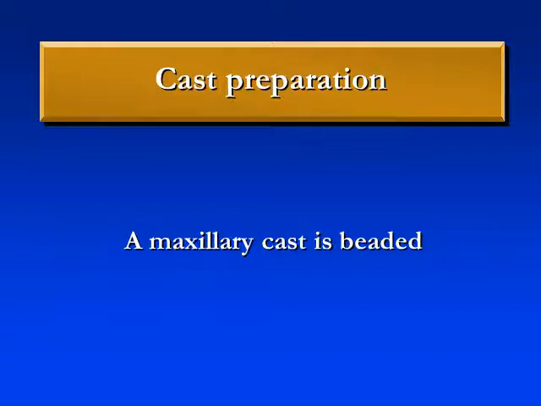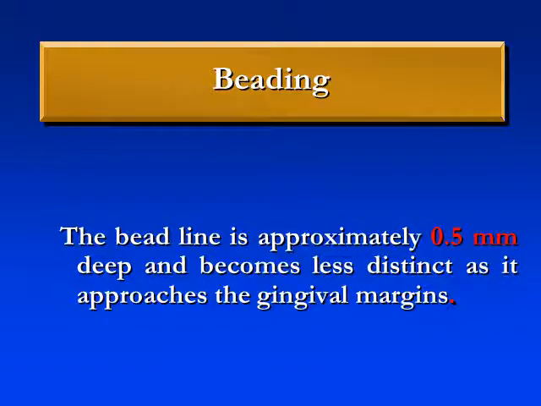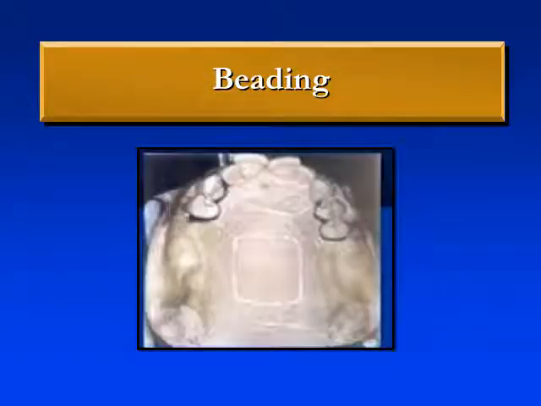For the maxillary cast, we start a procedure called beading. So the maxillary cast, first of all, is beaded. Beading, by definition, is the act of scraping the outline of the major connector into the maxillary master cast. The bead line is approximately 0.5 millimeter deep and becomes less distinct as it approaches the gingival margins.